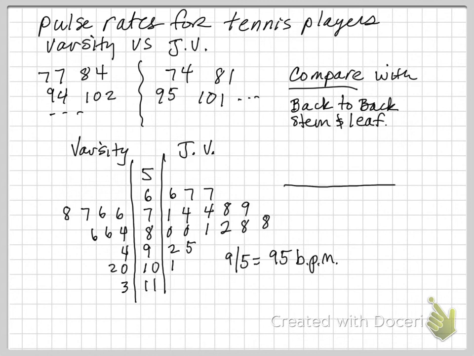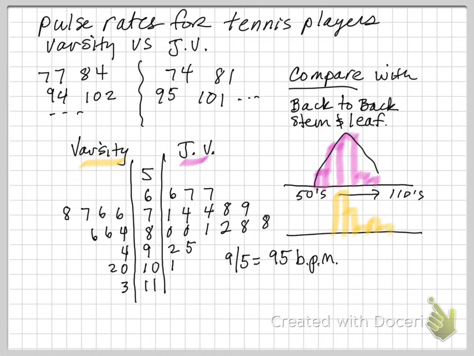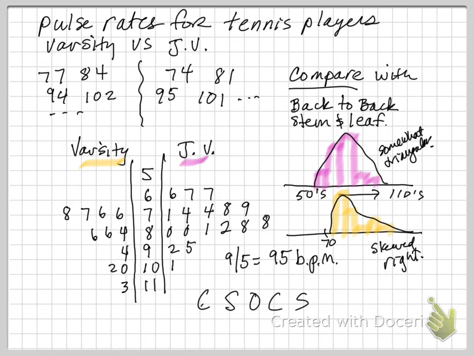So again, we can engage in GSOCS. If I talk about the JVs, remember we're going from 50s to like 100. So the JV distribution seems somewhat triangular. However, the varsity distribution seems somewhat skewed right because we have this tail towards the right. We go from 70s all the way to like somebody had a 113 pulse rate. And so we have this tail towards the right, so that's called skewed right. I don't see any visible outliers or gaps. And then we'll talk about the spread later, either using standard deviation or IQR.